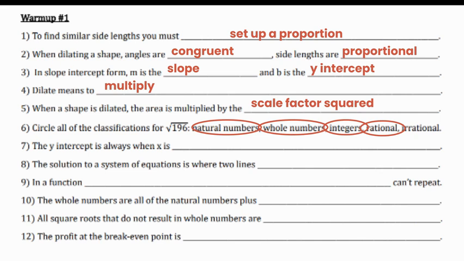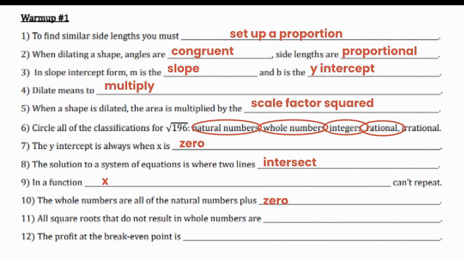The y-intercept is always when x is equal to 0. The solution to a system of equations is where two lines intersect. In a function, x cannot repeat. The whole numbers are all of the natural numbers plus 0.